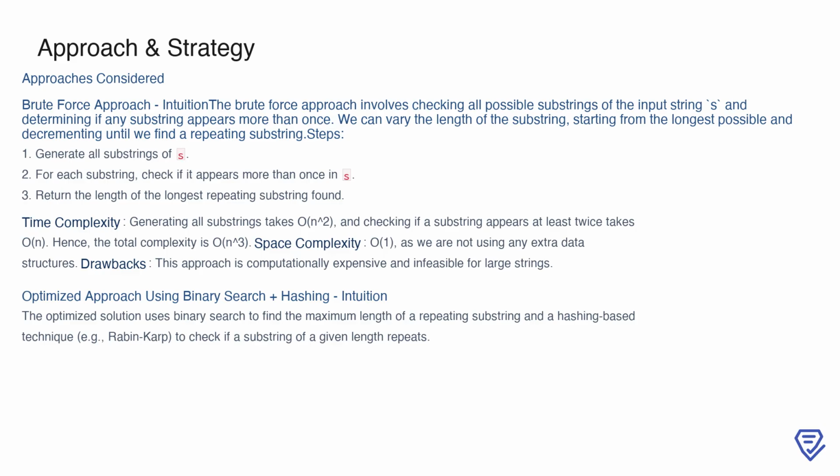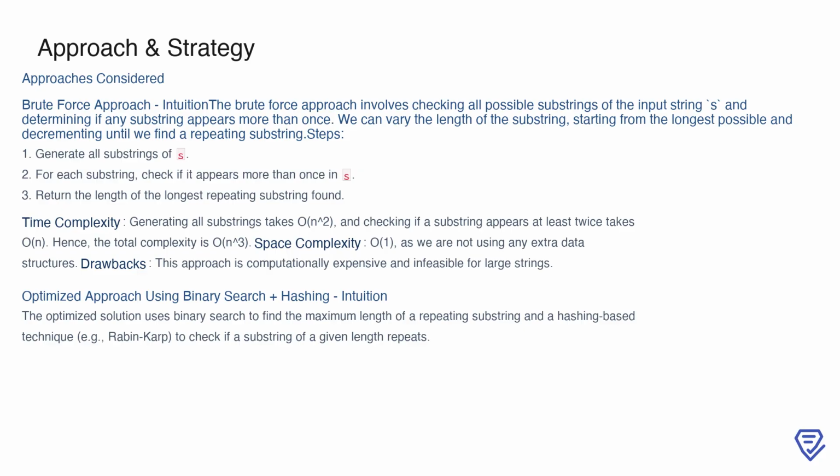Let's start by discussing the brute force approach. The intuition behind this method is straightforward. We systematically examine all possible substrings of the input string, S, to check if any of them appear more than once. To do this, we vary the substring lengths, starting from the longest possible and decreasing the length until we find a repeating substring. The steps involve generating all substrings, checking each one for multiple occurrences, and returning the length of the longest repeating substring we find.